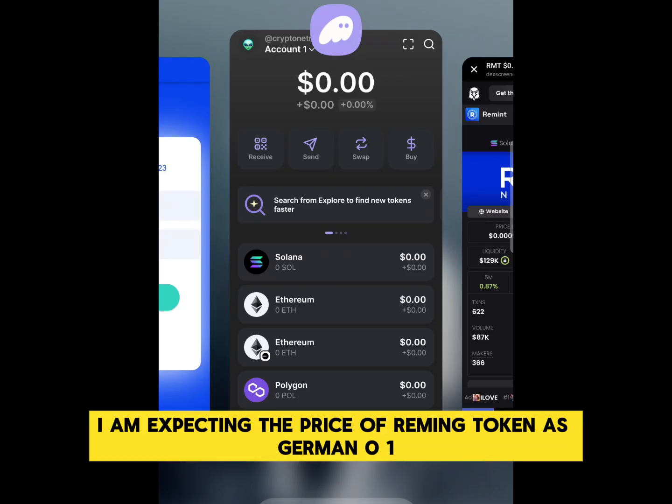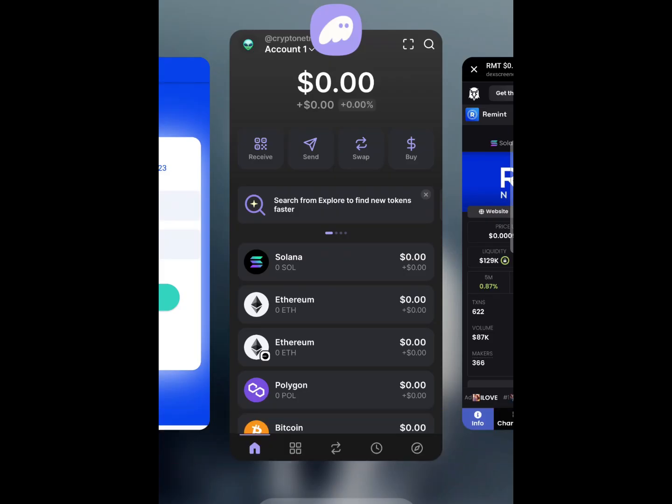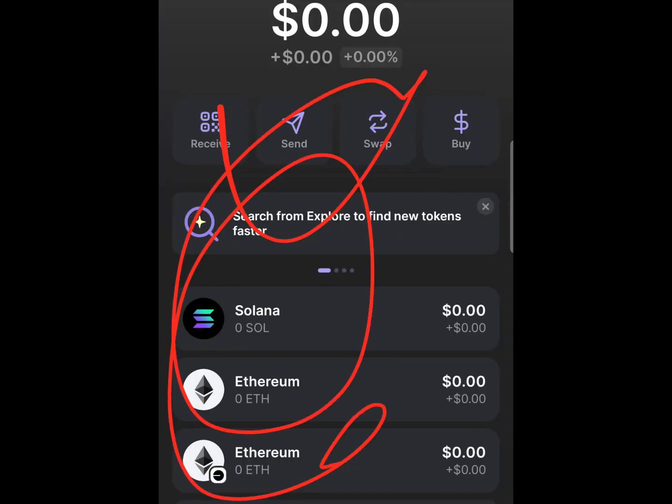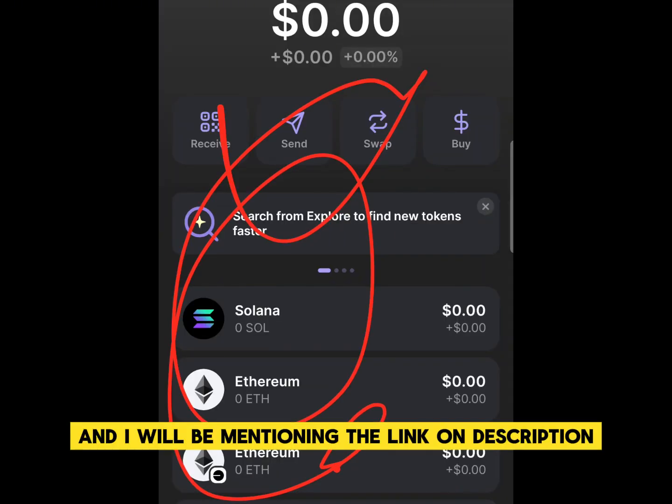Very soon I am expecting the price of Remint token to go from 0.01 to $1. The Phantom wallet download link I will be mentioning in the description.